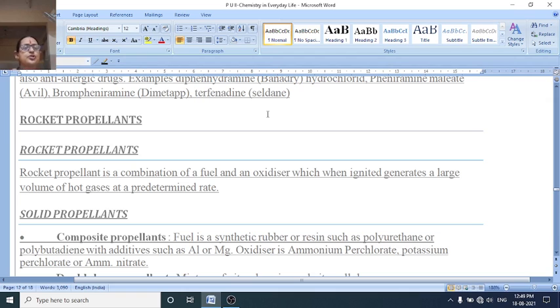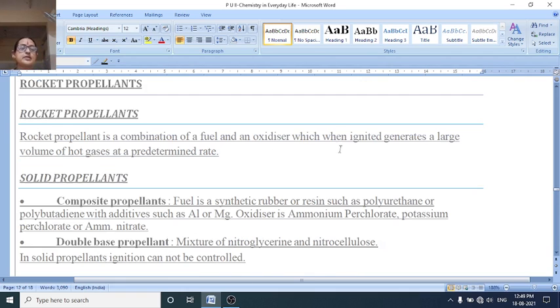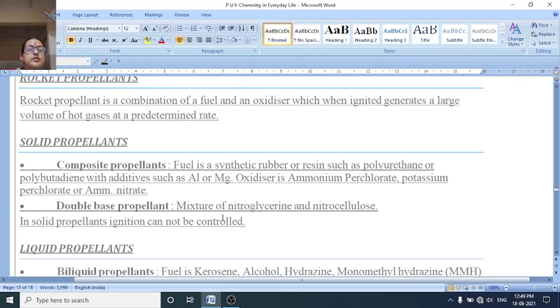Next, what we are going to study is rocket propellants. A rocket propellant is a combination of fuel and an oxidizer which, when ignited, generates a large volume of hot gases at a predetermined rate. Let us study the types of it. One is a solid propellant. Here is the composite of it, how it is made.